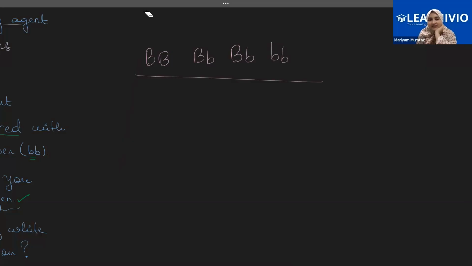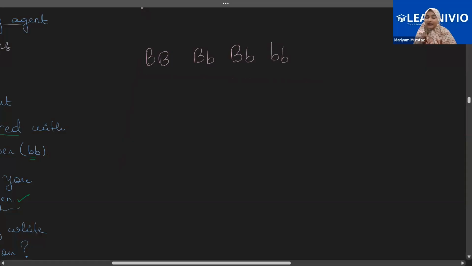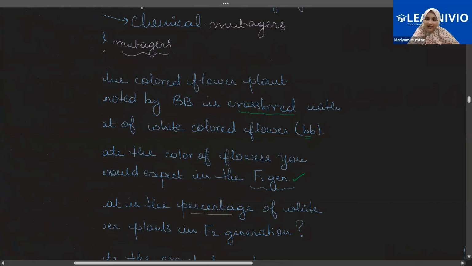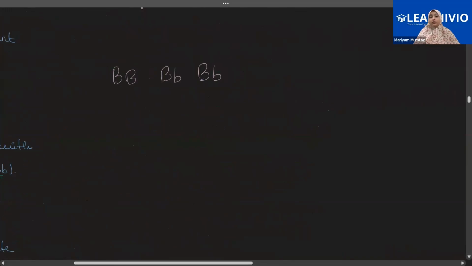Okay, got it. But always pay attention to what the question is asking. They only mentioned the color of the flower. Is there any other character? No, right? They said no. Blue color flower and white color flower, both of them are colors. So always pay attention to what the question is asking.